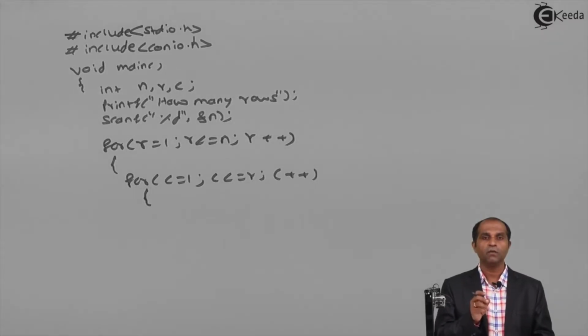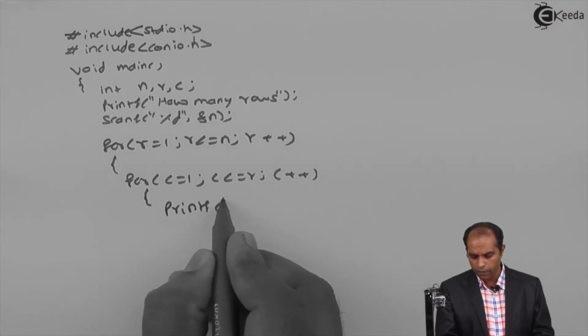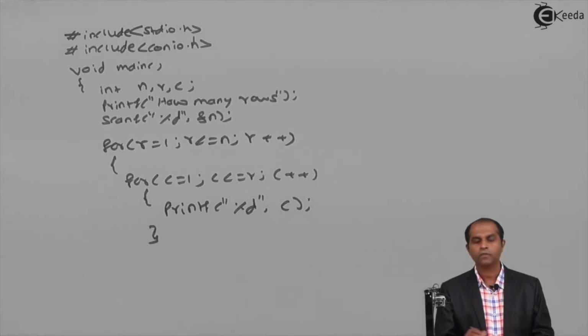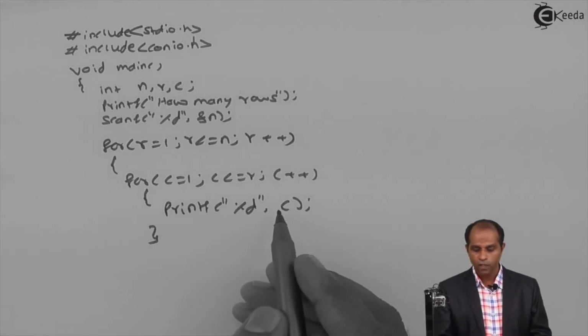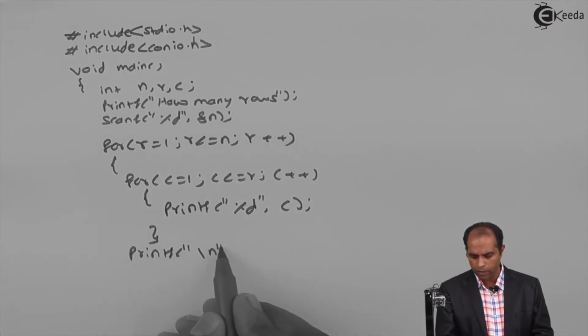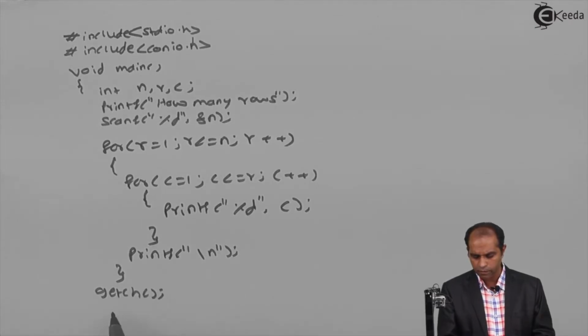No. Here we are not going to use asterisk, but it is still the value of C. So how to print the value of C? I'll say printf %d comma C. Once the value of C is printed, you are supposed to get the cursor on the next line at the end of every row. I'll say printf \n and then end this code, then getch.